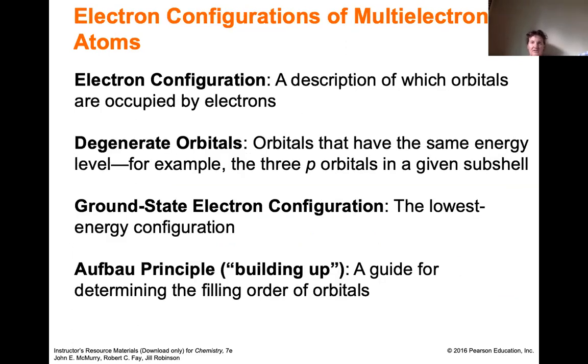So electron configurations of multi-electron atoms. A description of which orbitals are occupied by electrons is what an electron configuration is. When you have degenerate orbitals, that means you have orbitals that have the same energy. For example, like the 3p orbitals in a given subshell all have the same energy, so they're called degenerate orbitals. The ground state electron configuration is the lowest energy configuration, and the Aufbau principle tells you how to put the electrons into orbitals so that you are putting them into the lowest energy.